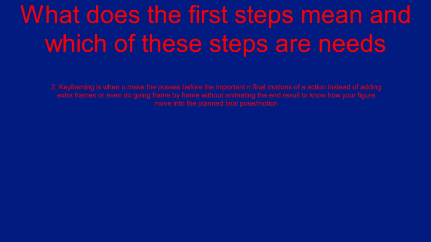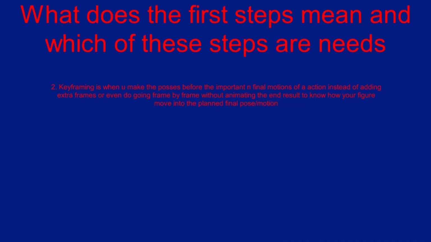So keyframing is when you make poses before the important and final motion of actions, instead of adding extra frames or doing it frame by frame, without animating the end result to know how your figure should move or the intention of its planned final pose or motion. Huh? That's the best way I could have reworded whatever the hell I was saying.